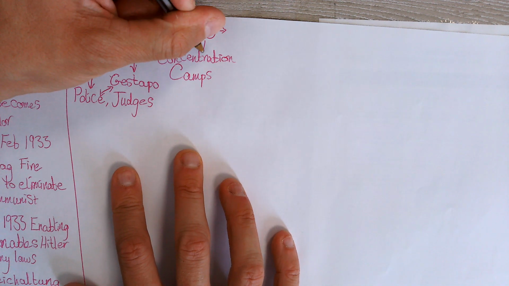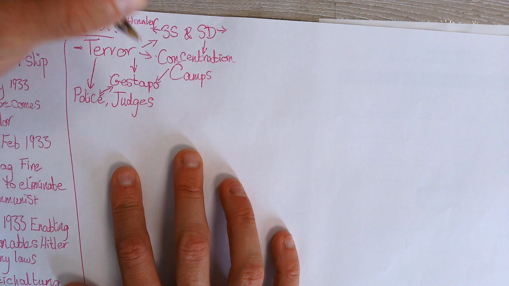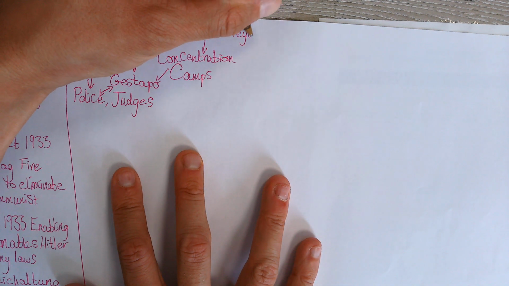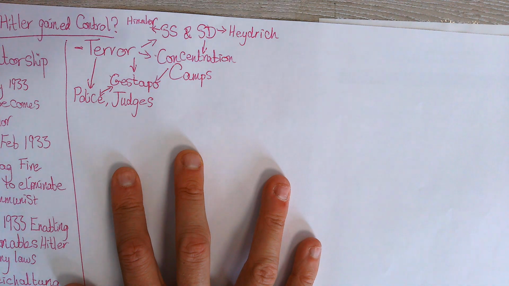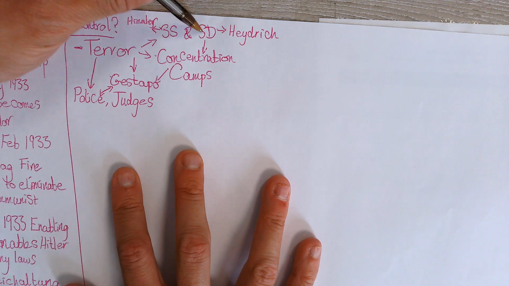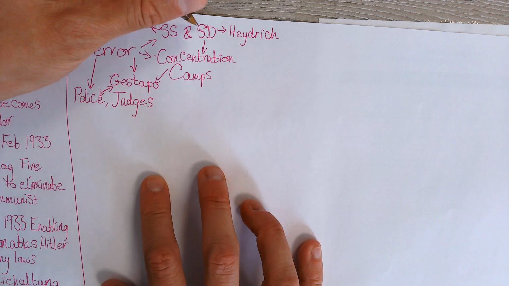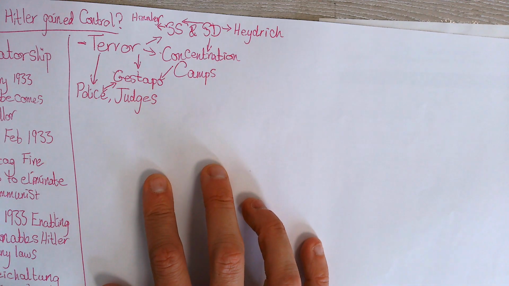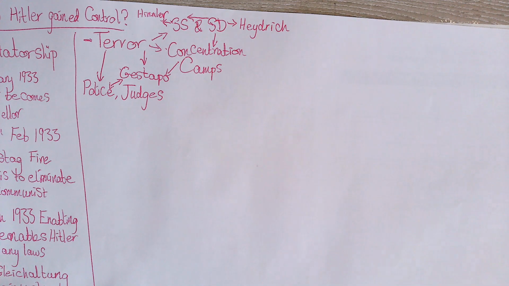The SD, who lead the concentration camps, and the Gestapo is led by Reinhard Heydrich, and the SS is led by the SD. Okay, so that's sort of the chain of command. So the police is basically under the control of all of that system now as well.